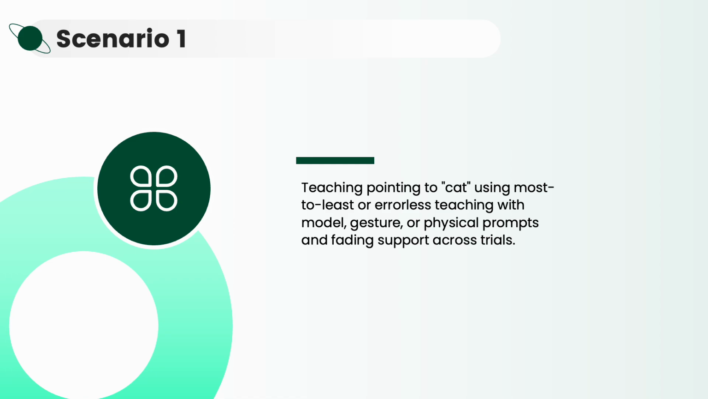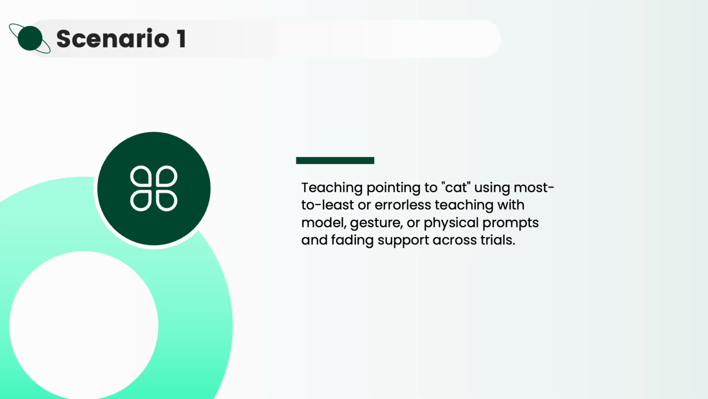The correct answer is reduce the prompt, because it's most to least. We are always working towards fading. So progression might look something like this. Trial 1, we use a full model or physical. Trial 2, we use a partial model. Trial 3, we use a gesture. Trial 4, we see an independent opportunity.